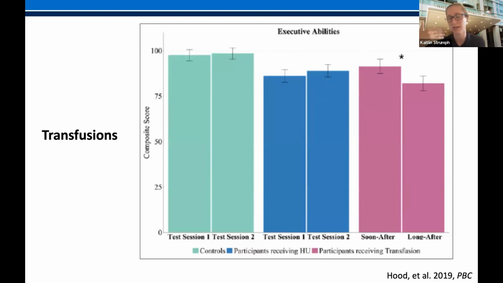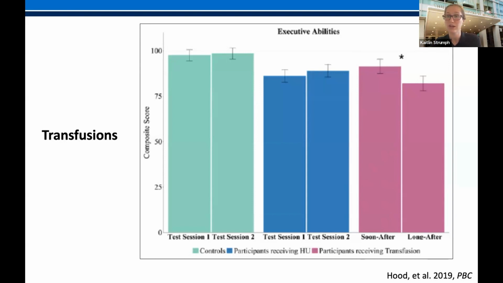You see the test once, you take it again, you're going to do a little bit better. The second group is patients who were taking hydroxyurea, the blue. And they showed that same thing. When the patients took the test a month later, they did a little bit better, as expected. Okay, so for the last group, they timed the transfusions. I thought that was very smart. What they did was the first test that the patients took was right after they received a blood transfusion.